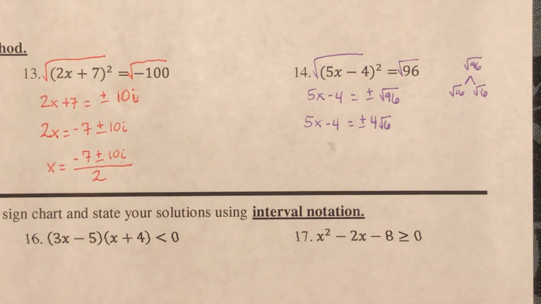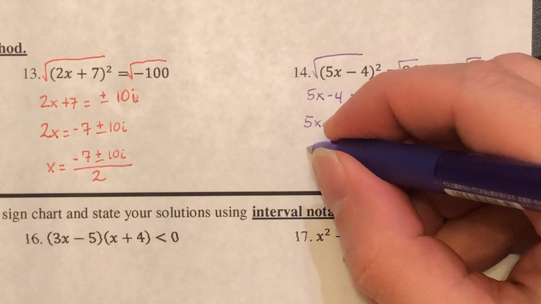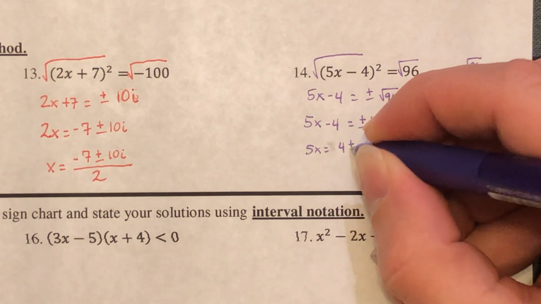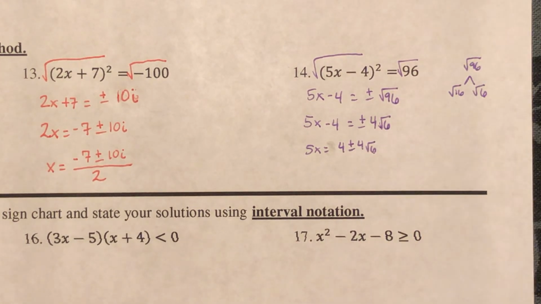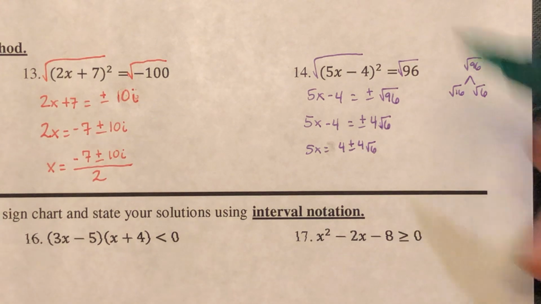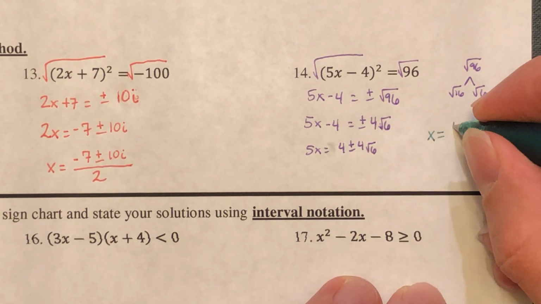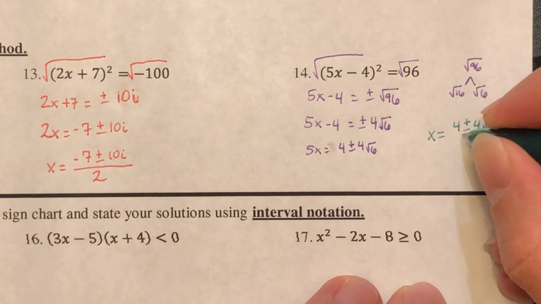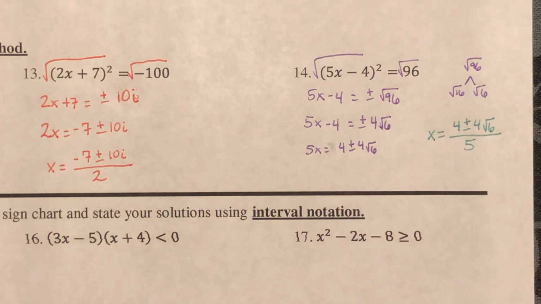To solve this all the way for x, I've got 5x equals 4 plus or minus 4 root 6. When I divide both sides by 5, I get x equals 4 plus or minus 4 root 6 all over 5.